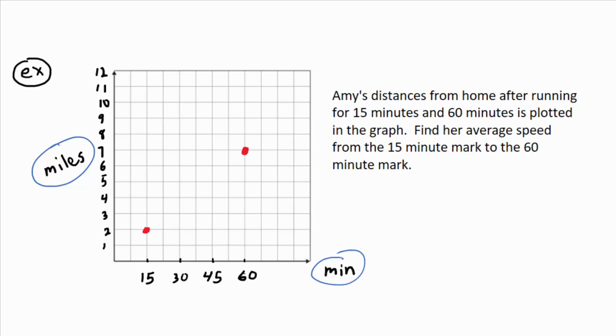Find her average speed from the 15-minute mark to the 60-minute mark. Really, we're just going to find the slope between these 2 points. That will be the average speed. So this average speed is code for slope of the line between the 2 points. And when we put together the units, I'll show you why. But let's just go ahead and find the slope. So we'll call the slope the average speed.